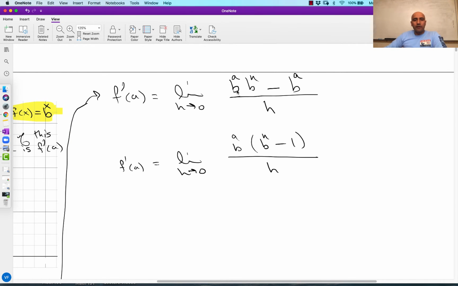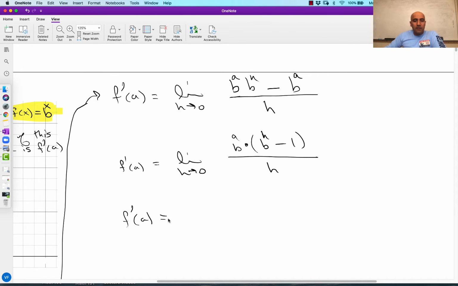Okay, so all I did is I factored out b to the power of a in the numerator, leaving me this: b to the power a times b to the h minus 1 all over h. Okay, so now with our work with limits, we also know that if there's some function or constant that has nothing to do with the variable in our limit, in this case h, then we can pull it out, right? So in terms of this limit, the variable of the limit is h, so we can put that out in front and rewrite it this way.